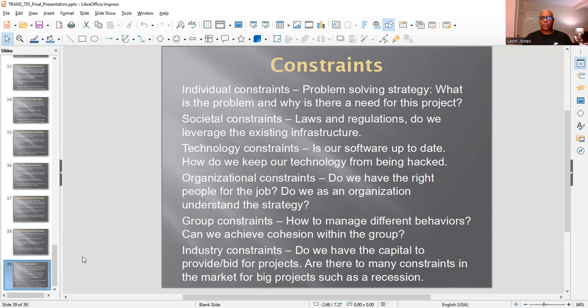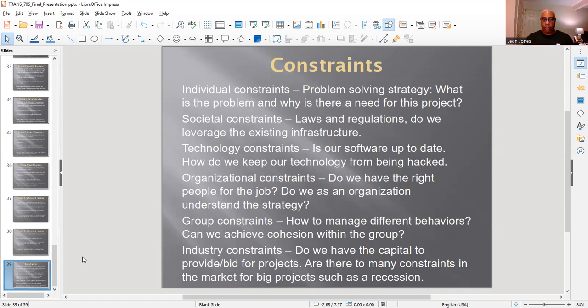And then group constraints. Now, when we deal with teams, we have to brainstorm. And you have some people who think they know more than others and they want to do all the talking. Well, how do we leverage that? In other words, how do we manage different behaviors? Which comes to the question, if we can manage different behaviors, then we must achieve cohesion within the group, because everybody's not going to agree on a subject. So how can we get people together so they can be on the same page?